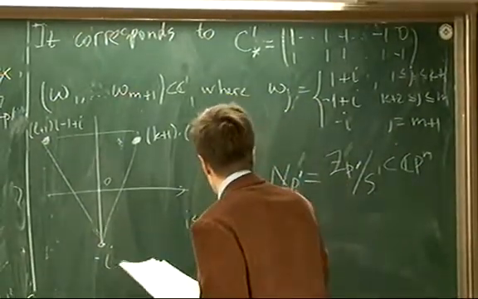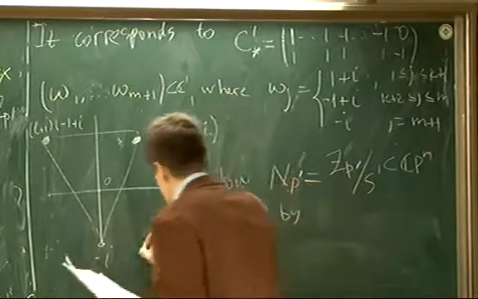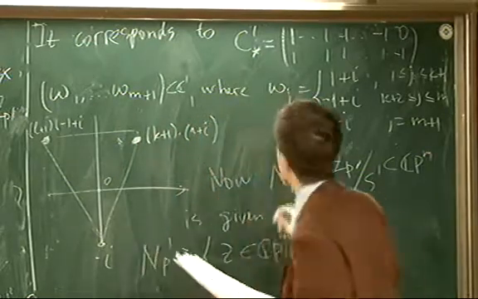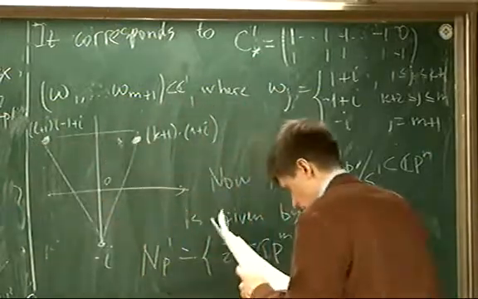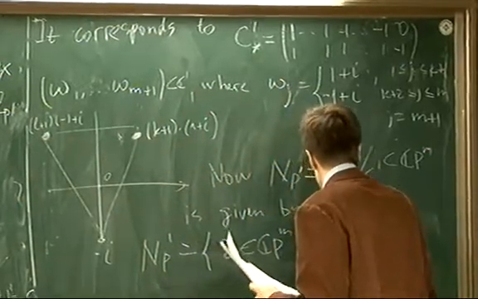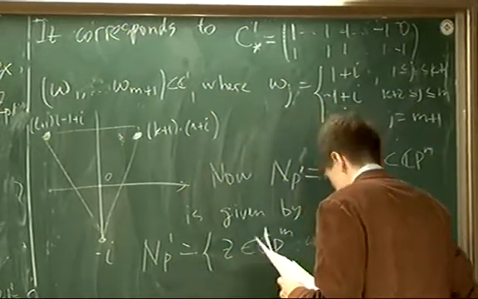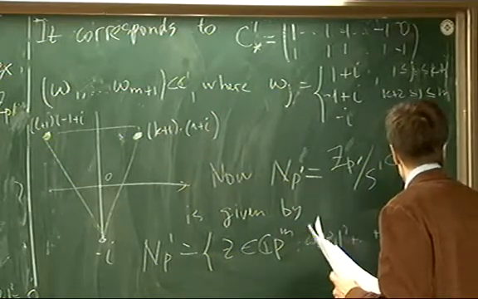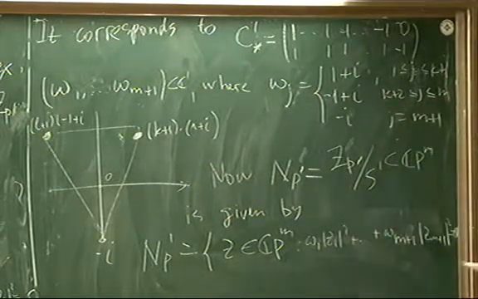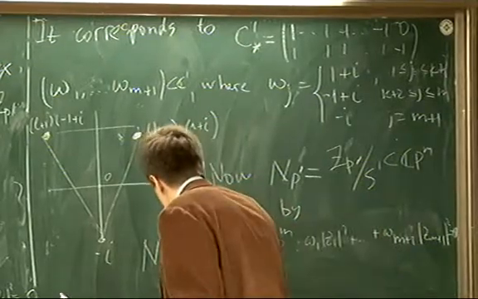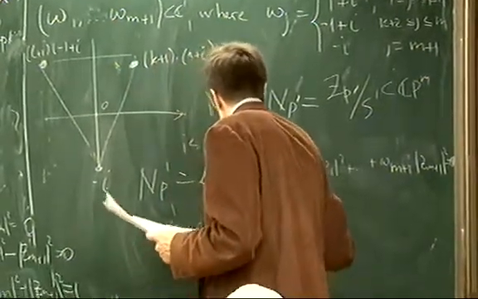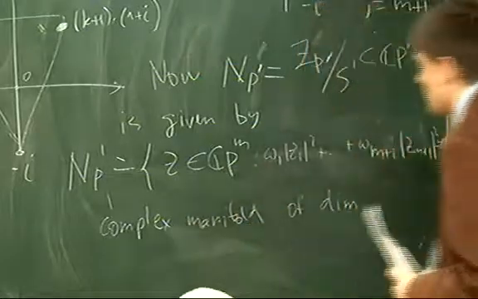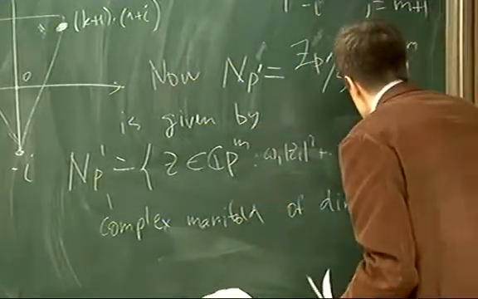This is given by Z in CP^m. We just forget about this last one and write it with complex coordinates, like omega 1 to omega m plus 1, square equals 0. Okay? And this is a complex manifold. It has a complex structure of dimension: you have m-dimensional projective space and one equation, so complex dimension m minus 1.